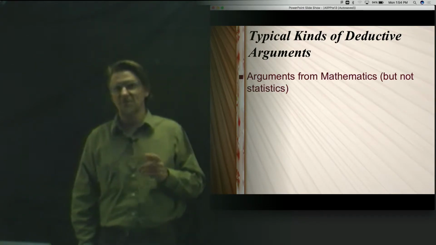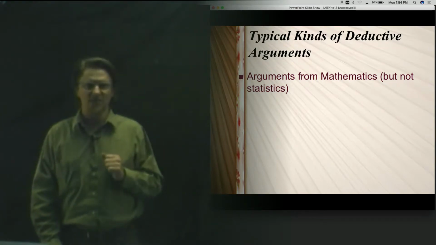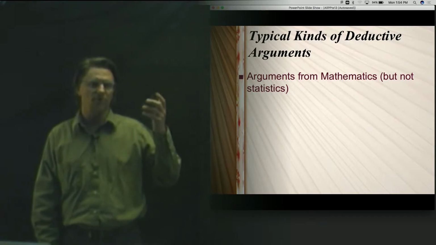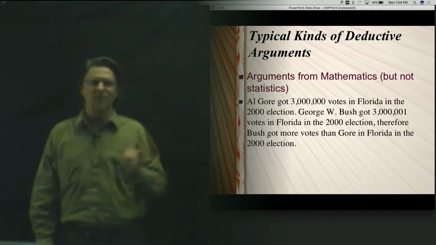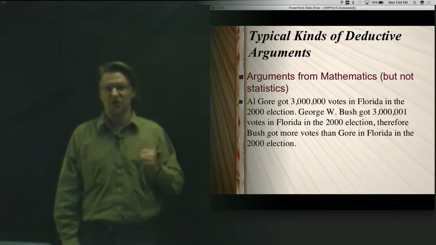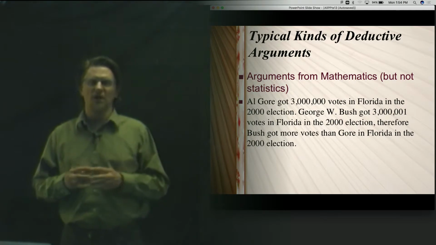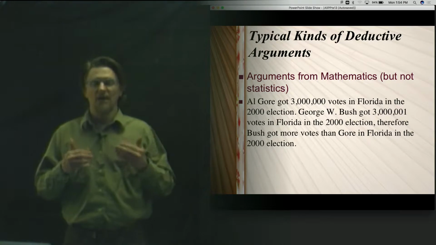So the first typical kind of a deductive argument would be an argument from mathematics, as you see here. And so I'll give you this basic idea or definition of the type, and then we'll look at an example here. It's a dated example, apologies, but nonetheless, it still works. So if somebody said Al Gore got 3 million votes in Florida in the 2000 election, and George W.